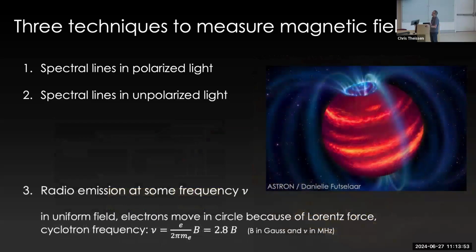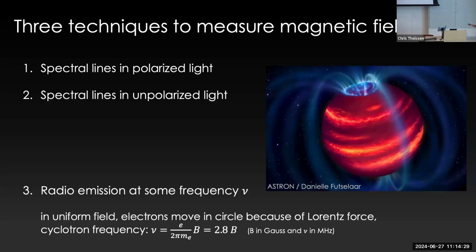But before I do this, I want to introduce the third method that we have also heard about a little bit. That's radio emission at some frequency nu. And that happens mostly because of gyrosynchrotron emission in some cases. So you have a magnetic field somewhere, maybe here, and then electrons are moving. We don't know where they're moving, but at some field strength, they are doing cyclotron motion. And in a uniform field, if that is available, electrons can do this move. And then you receive the cyclotron frequency, and that is exactly at 2.8 times the magnetic field.